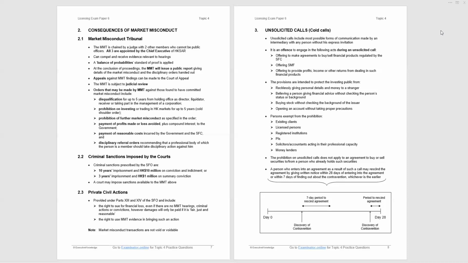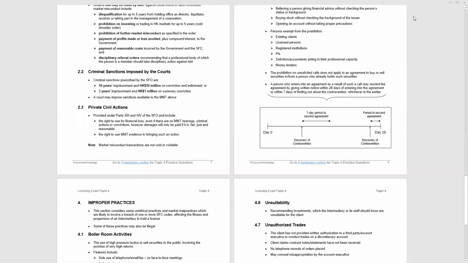A person who enters into an agreement as a result of such a call may rescind the agreement, may get out of the agreement, maybe you've given credit card details, by giving written notice within 28 days of entering into the agreement or within 7 days of finding out about the contravention, whichever is earlier. Now, many people say, okay, but what does that really mean? It means that for a 28-day period, you have the right to rescind the agreement. During that 28-day period, once you discover it was an unsolicited illegal cold call, you've got 7 days to get out of that agreement. So that 7-day period is within the 28 days. Once you get to day 28 and beyond, you have lost the right, irrespective of the 7 days. So if you discovered on day 27, then you've got to get out by day 28.